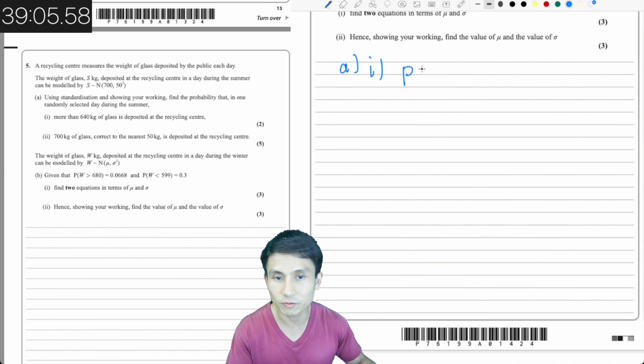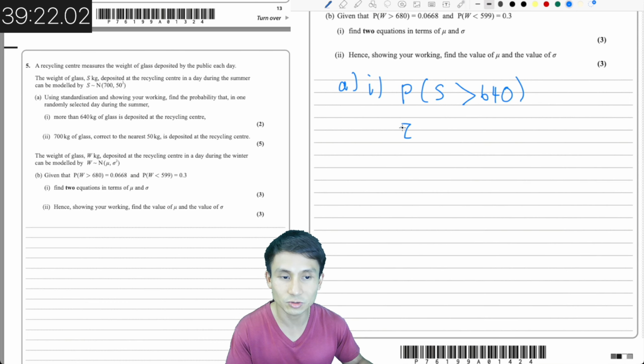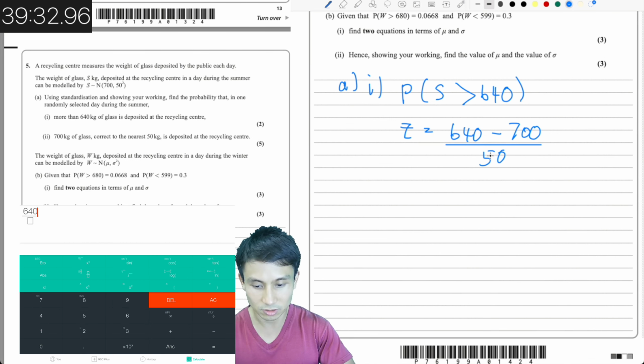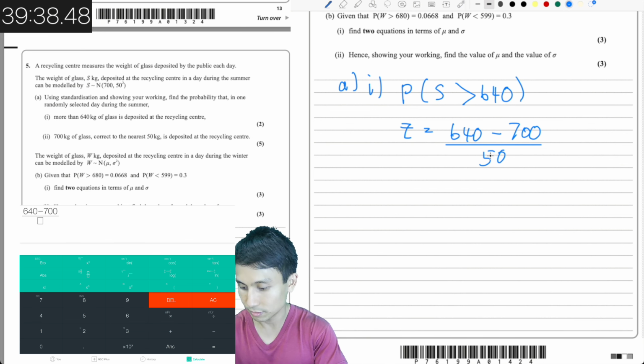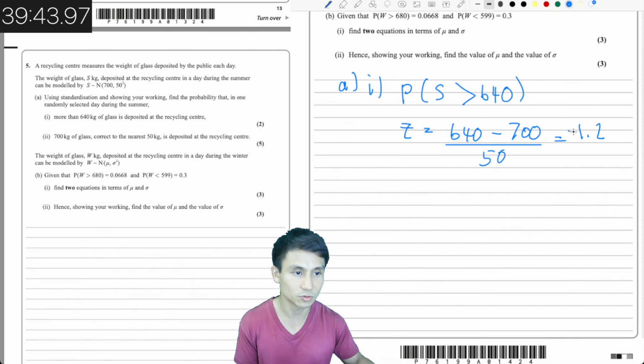find the probability. So we want to find P. This is S, not X. They give you S there. S more than, yeah, X greater than 640. Okay. All right. So we want to find the Z score first. The Z value is 640 minus 700 divided by the standard deviation, which is 50. So 640 minus 700 divided by 50. That is minus 1.2.